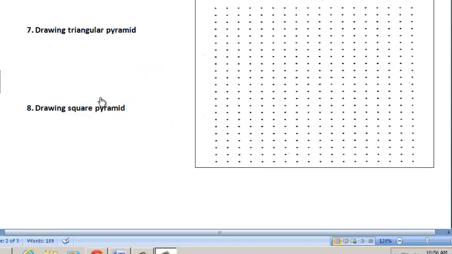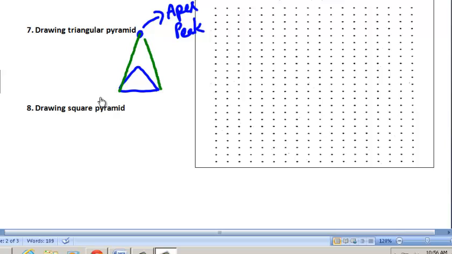The next is drawing a triangular pyramid. In this, you can do the same without the paper. You can just make a triangle and then make a point somewhere on the top. This is your apex. That means a peak. That's all it means, peak. And then what we do is connect the lines from all the corners to that spot. That's all. And then if there's a hidden line, you can make it a dotted line so that it gives you that 3D effect, or you can just make it a complete line.